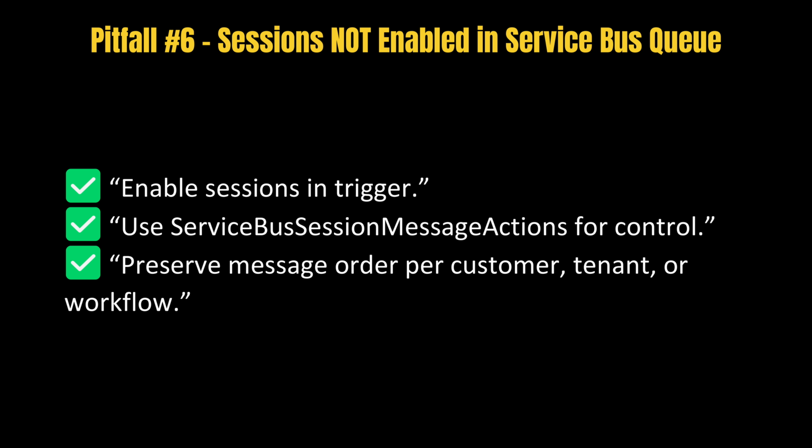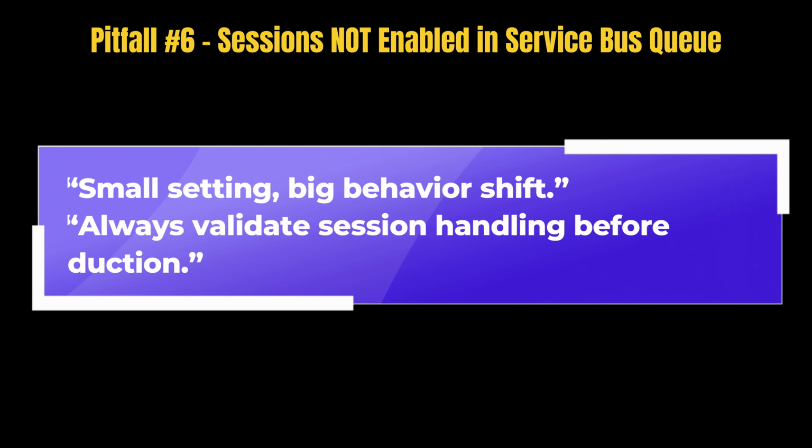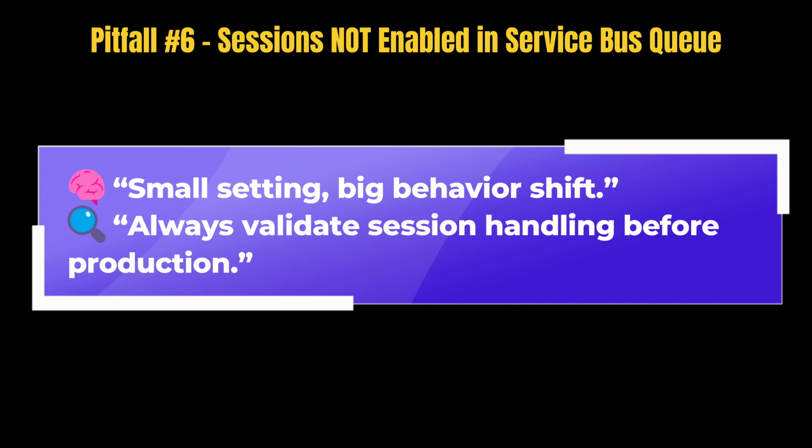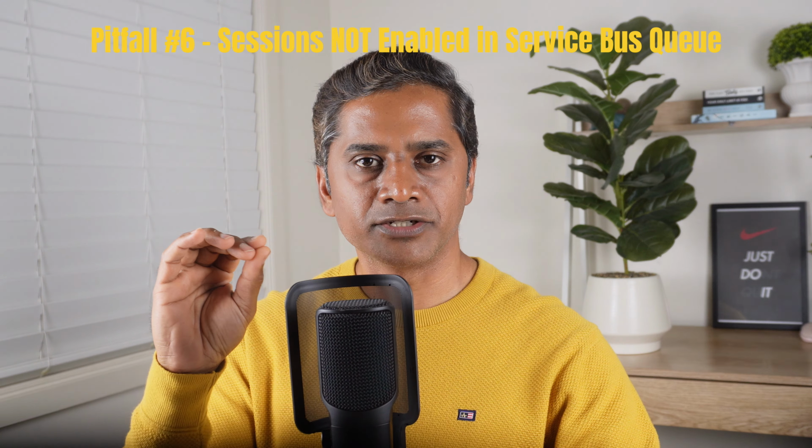A single missing property in function.json can freeze your system. But when configured correctly, sessions give you ordered processing, data integrity, and predictable scaling, one logical unit at a time. Small setting, big behavior shift. Always validate session handling before production.